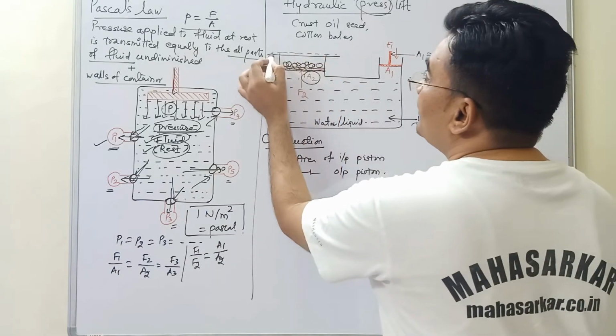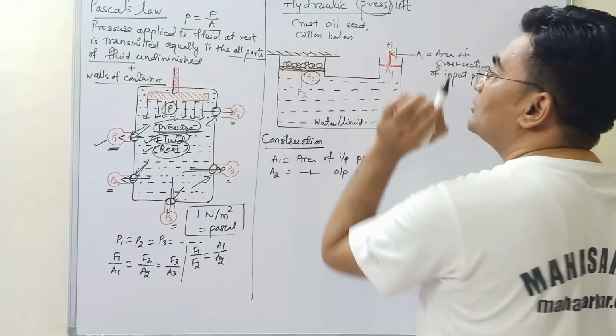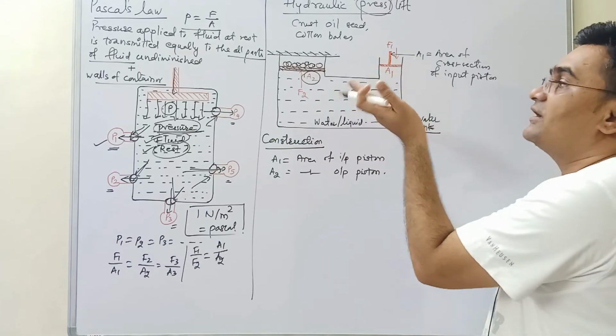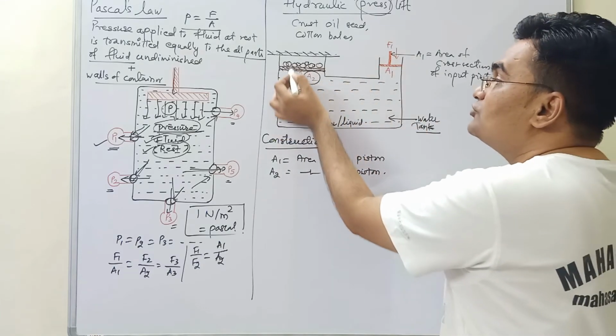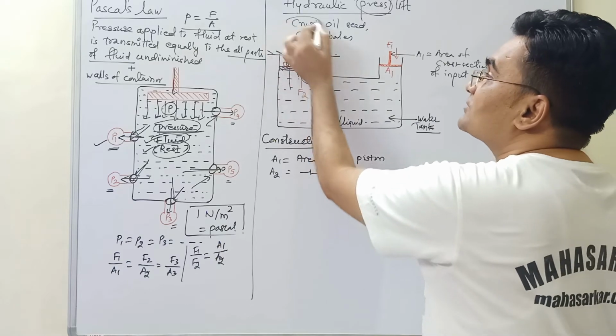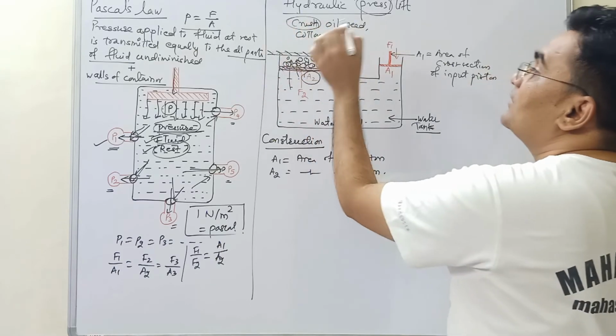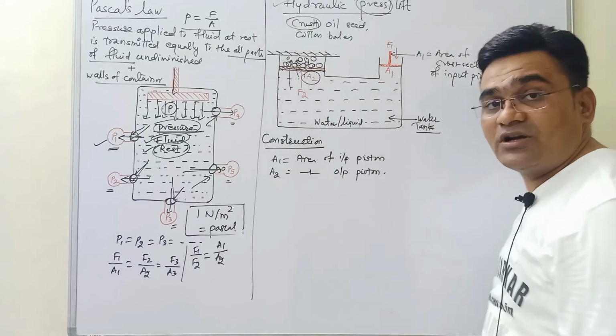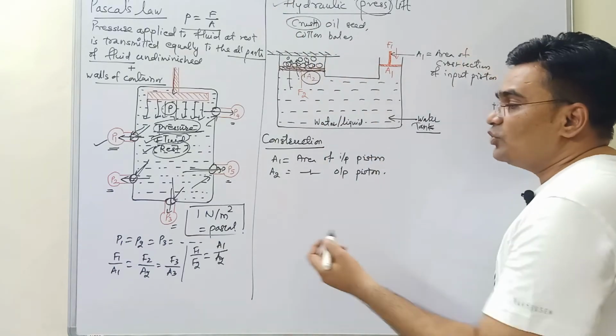Suppose one very hard metal plate is fixed here to the wall or to the terrace. Then if this moves with large force in upward direction, the object in this will get crushed. So that we can use it as a hydraulic press. So how is it going to work?